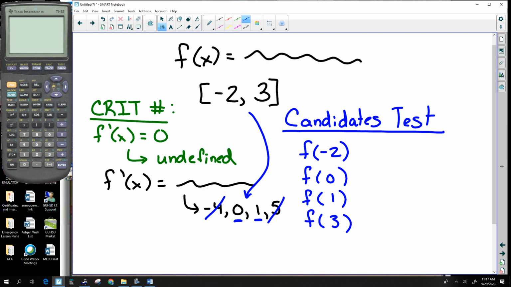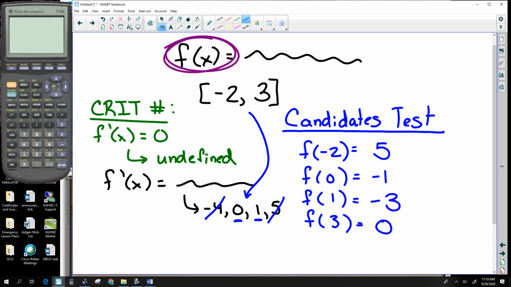And then again, you put those back into the original function, so you're getting straight up y coordinates. All the important pieces are found. Now let's see what happens. Let's say this gets an answer of 5, this gets an answer of -1, this gets an answer of -3, and this gets an answer of 0.